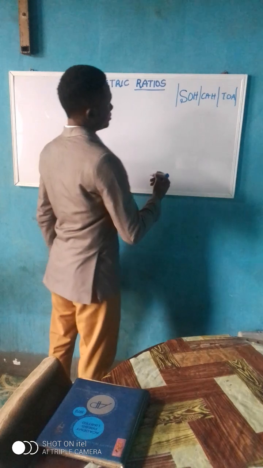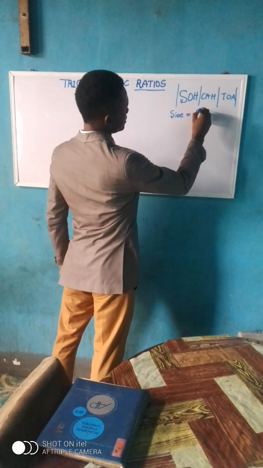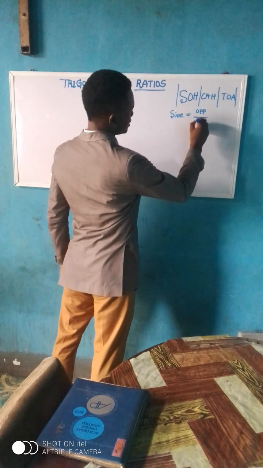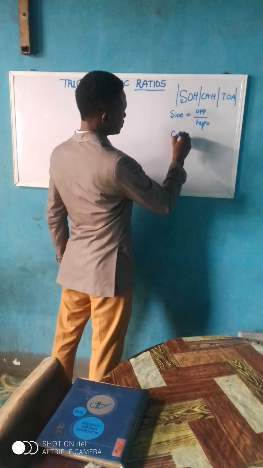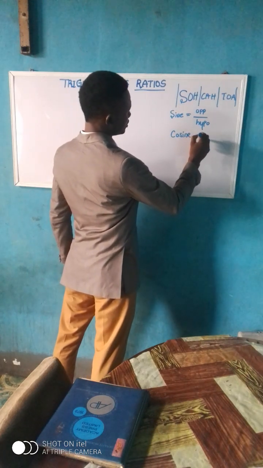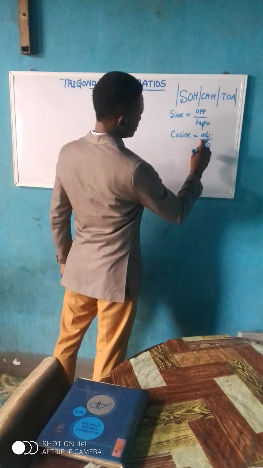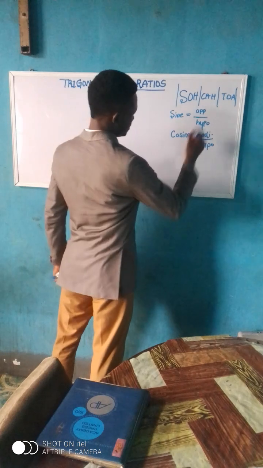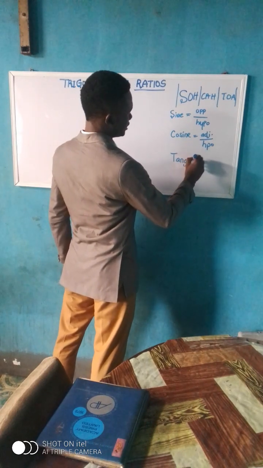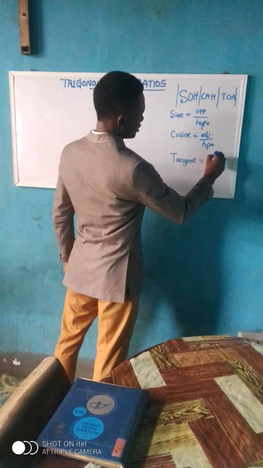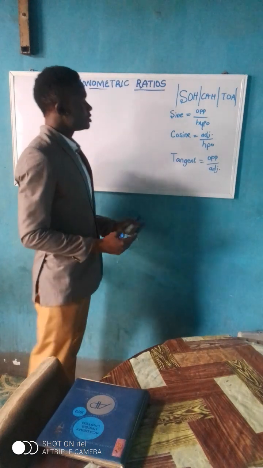Okay. So the S signifies sine, the O is opposite, and the H is hypotenuse. Then the CAH is cosine, which is equal to adjacent over hypotenuse. And then we have TOA, the T stands for tangent. Tangent is equal to opposite over adjacent. That's correct. I know you know this by now.